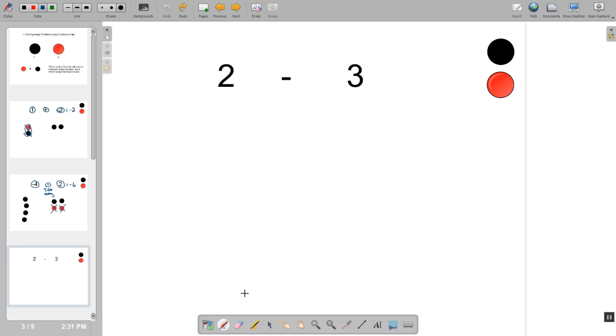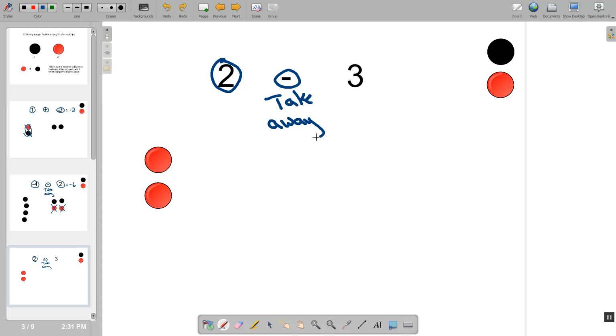Let's keep going. This one is kind of an interesting problem. We start with positive 2. Okay, so we get our 2 positive chips and we get them on the board. And this time we need to take away three positive chips. Now the problem here is we only have 2 positive chips to take away, so our answer has to be negative. But in order to get that third chip to take away, I'm going to add a 0 to the board.